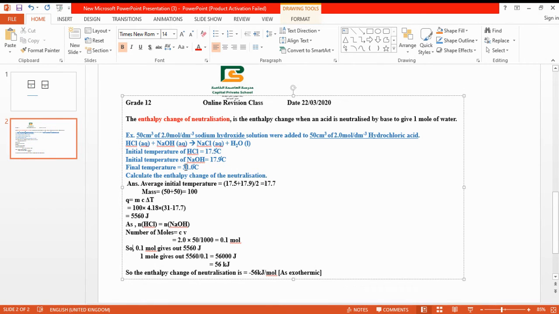Why is it exothermic? Because the final temperature is increased from the initial temperature. The average initial temperature is 17.7, and the final temperature is 31.0. Which one is bigger? The final temperature. That means energy is given out. When energy is given out, it is called exothermic, and when a reaction is exothermic, the delta H, the enthalpy change, should be expressed as negative.